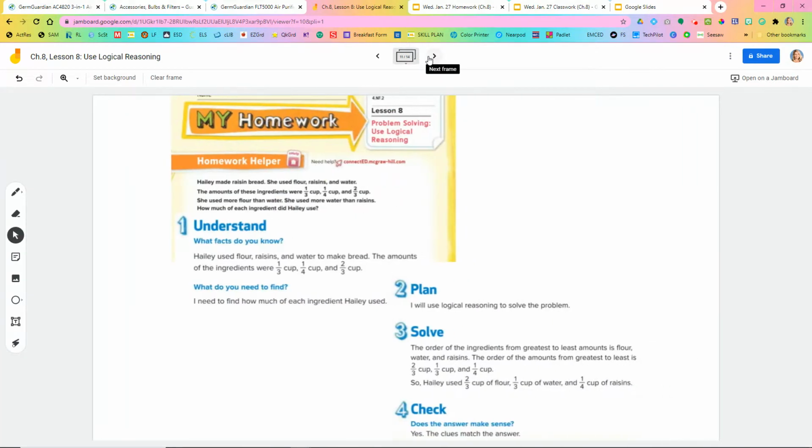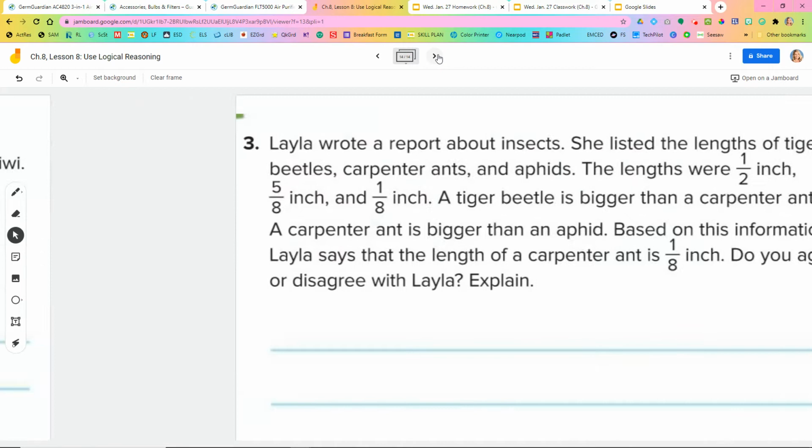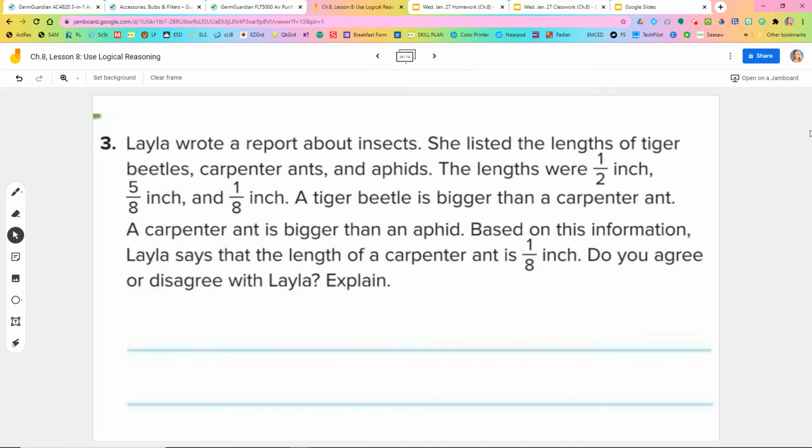All right. Homework, there is an example on the front, fully worked. And then you're going to do the same thing on the back. Don't forget, you have to match them. You can't just tell me the fractions in order and then the places in order. You have to say the library has such and such, the mall has such and such, the bank has such and such, okay? Same thing on all 3 of these for homework. This lesson is going to make you think. Don't worry, we will go back over this whenever you get back to school.